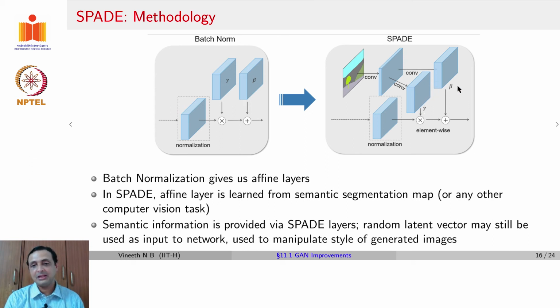These gammas and betas are defined at the pixel-wise level, which is what is denoted by the cross here and plus here, which are done element-wise, which can allow each pixel to be normalized in a different way based on the semantic segmentation mask.